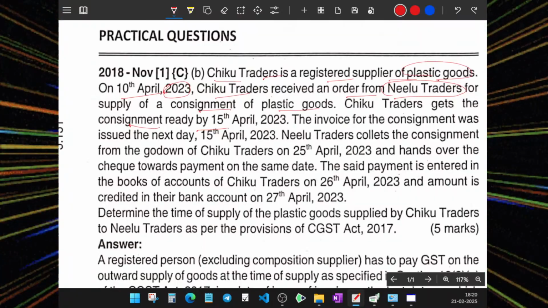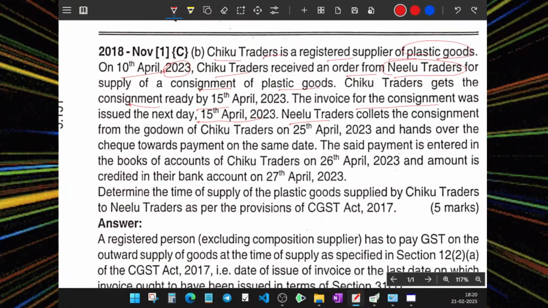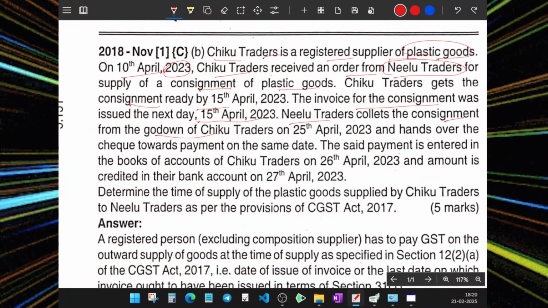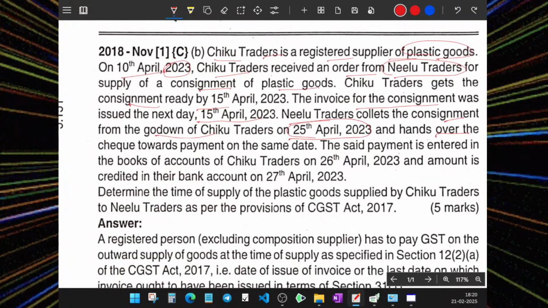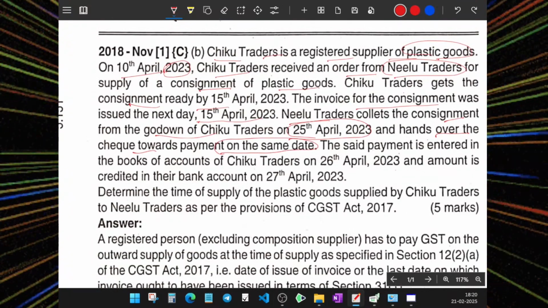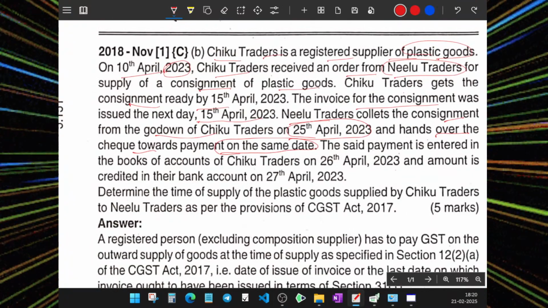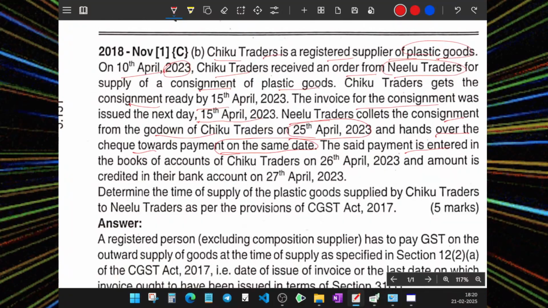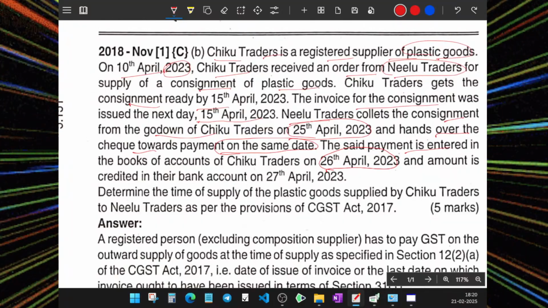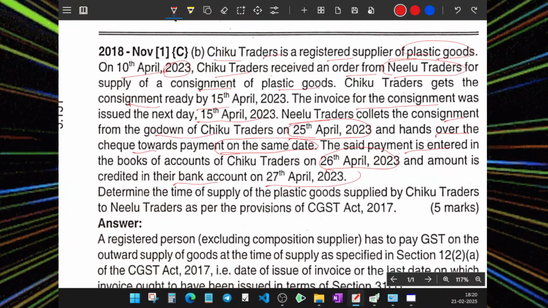The invoice of the consignment was issued on 15th April. Nilo Traders collected the consignment from the godown on 25th April. They handed over the cheque towards payment on the same day. On the 25th we received the payment. The said payment is entered into the books of account on the 26th, the next day. The amount is collected in the bank on the 27th.